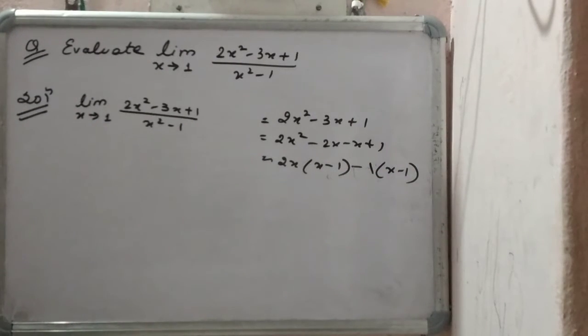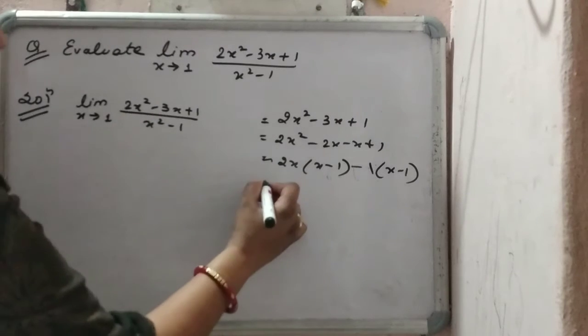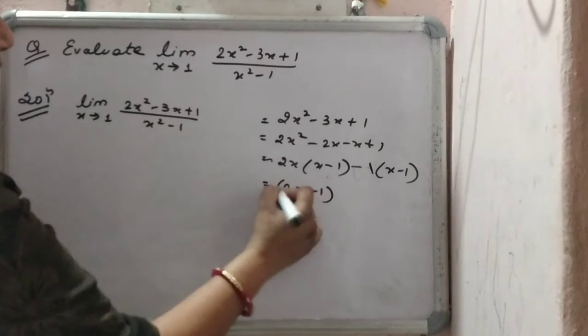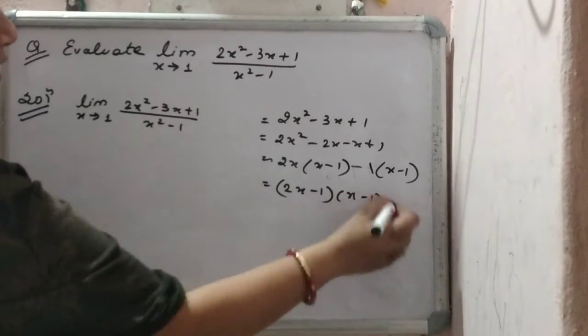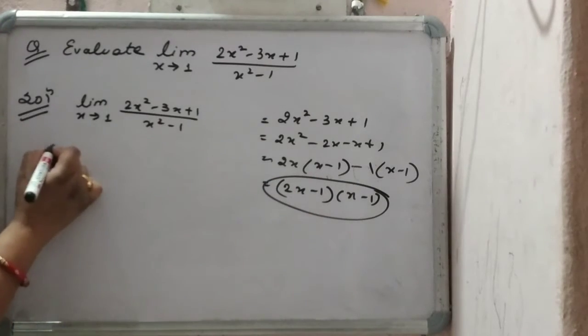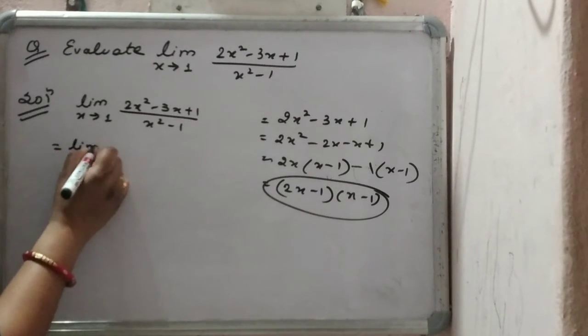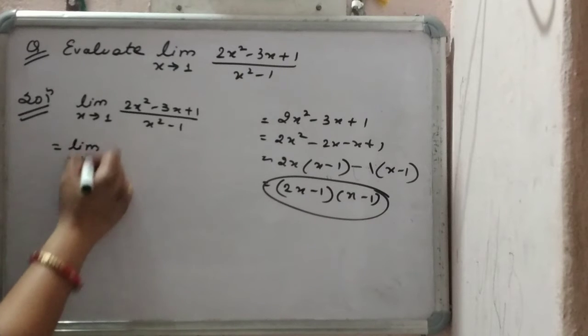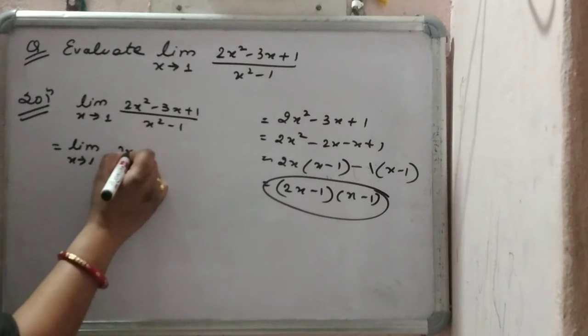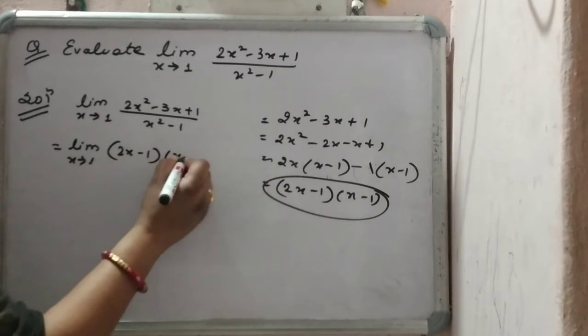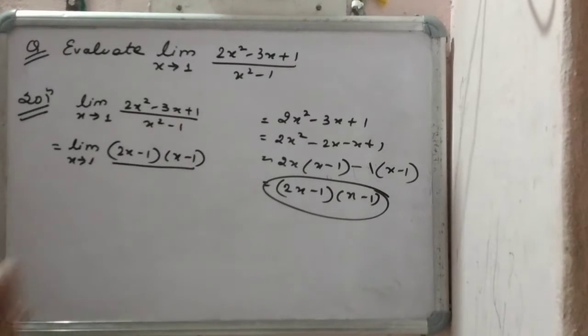And when you factorize the given function, what value will you get? 2x minus 1 and x minus 1. So this value you have to write here after factorizing, and the limit also you have to write along with that. So 2x minus 1 and x minus 1 is the factorized form of the given function.